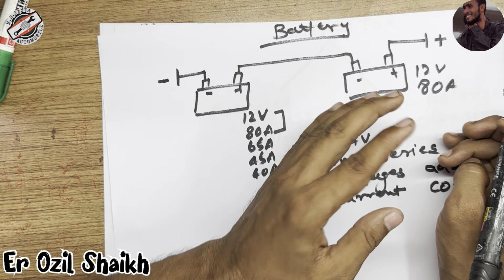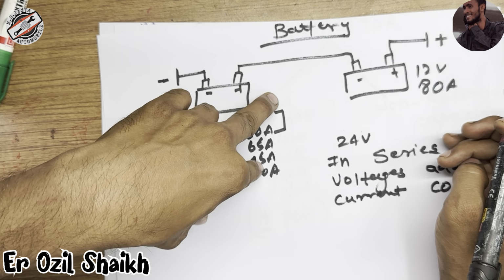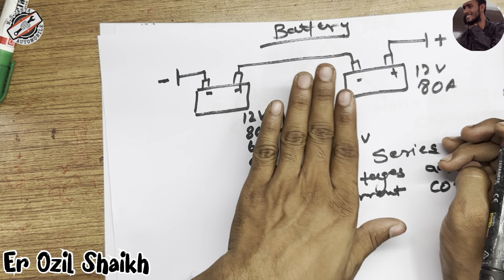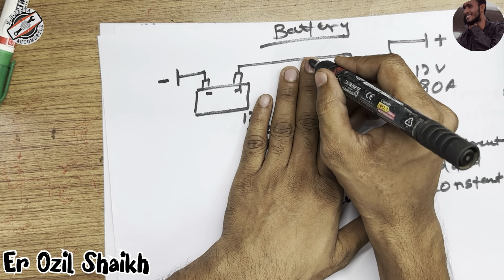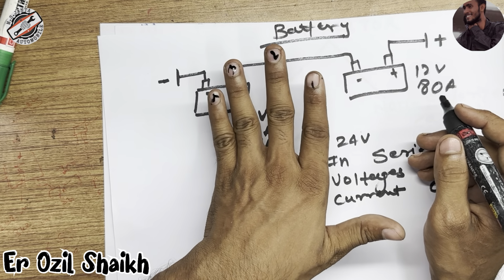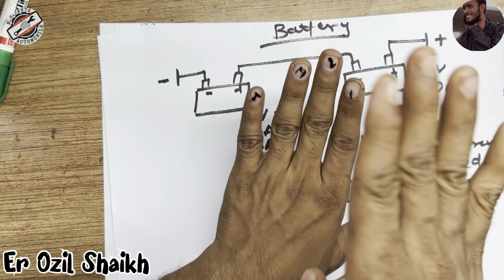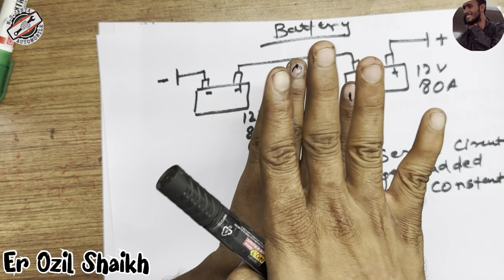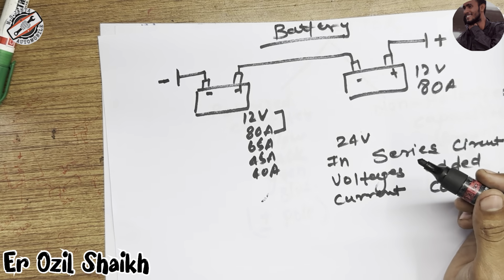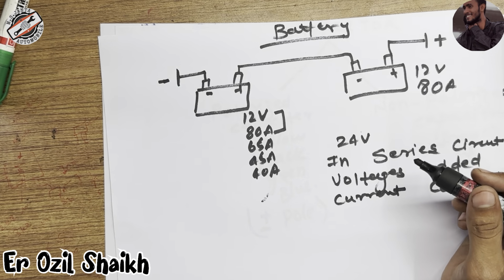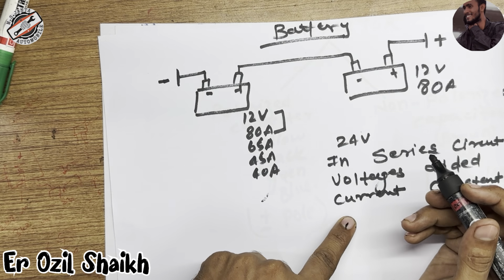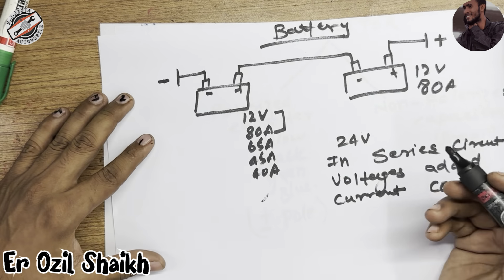Series means what? In line, like a railway line. Suppose you are making a line like a railway, so it will be in a line. Our fingers are in a line, 1, 2, 3 and 4. So these fingers are in a line, so it is called a series. And if I connect like that, it will be a parallel. So this is the series circuit. In a series circuit, voltage should be added and current will be constant.